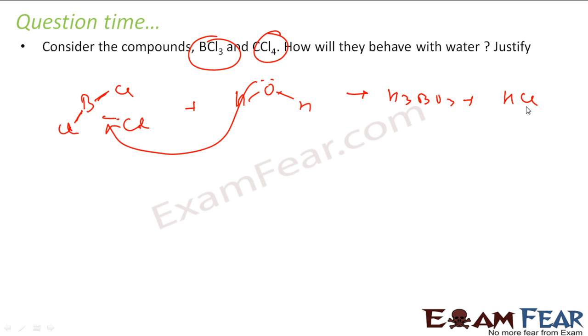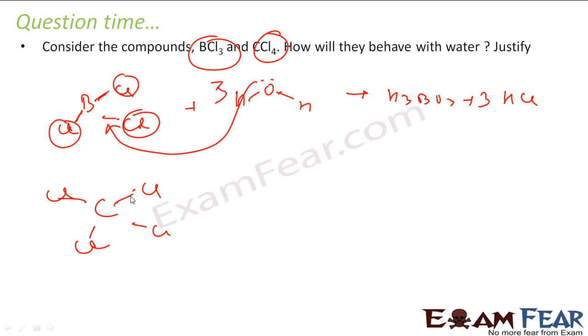H3BO3 plus HCl. You can write the balanced equation, maybe it is 3 and this is 3. Correct? So since it is electron deficient, it will react with water. It will undergo hydrolysis. All this chlorine will be replaced by OH. But if you see CCl4, carbon is happy because it has 1, 2, 3, 4, 5, 6, 7, 8 electrons, right? Since it is happy, it won't react with water. It won't hydrolyze with water.